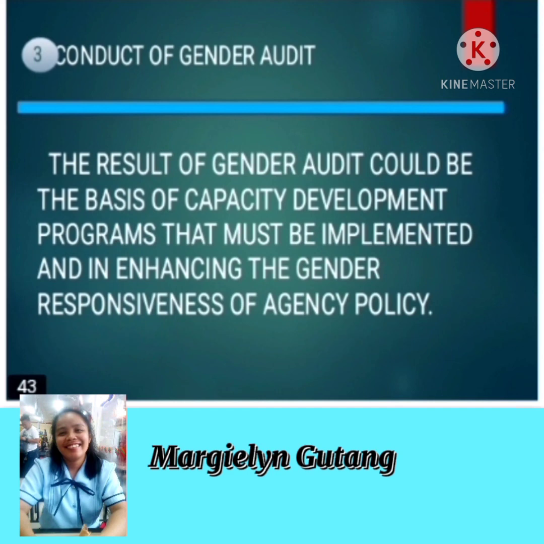This tool or process assists organizations in establishing baseline. Yung gender audit is nag-identify din siya ng gaps and yung challenges, and then they create and recommending ways on how to address them. So yung result ng gender audit is nagiging basis din siya sa pag-develop ng new programs na i-implement and pag-enhance ng gender responsiveness of agency policy.